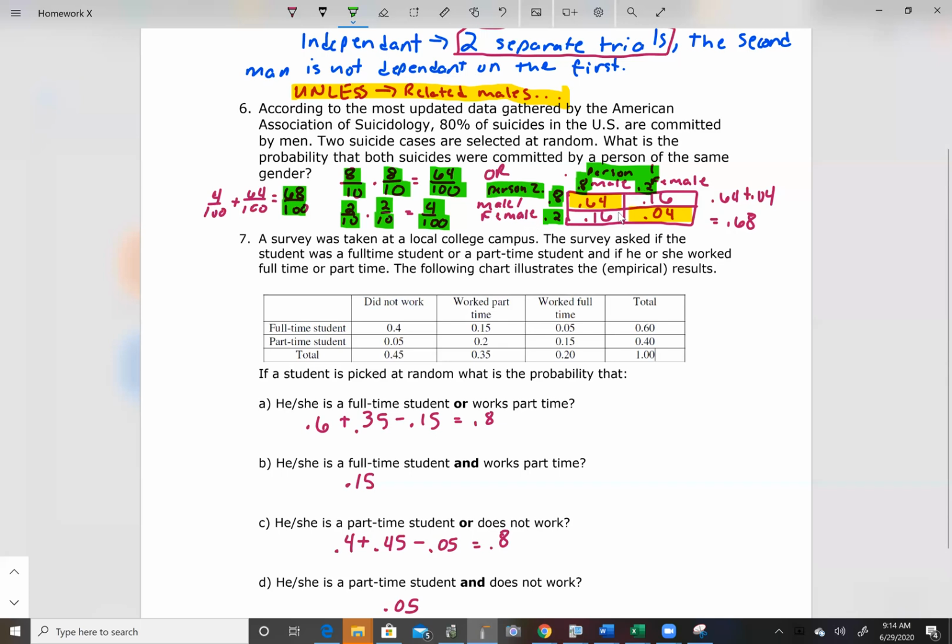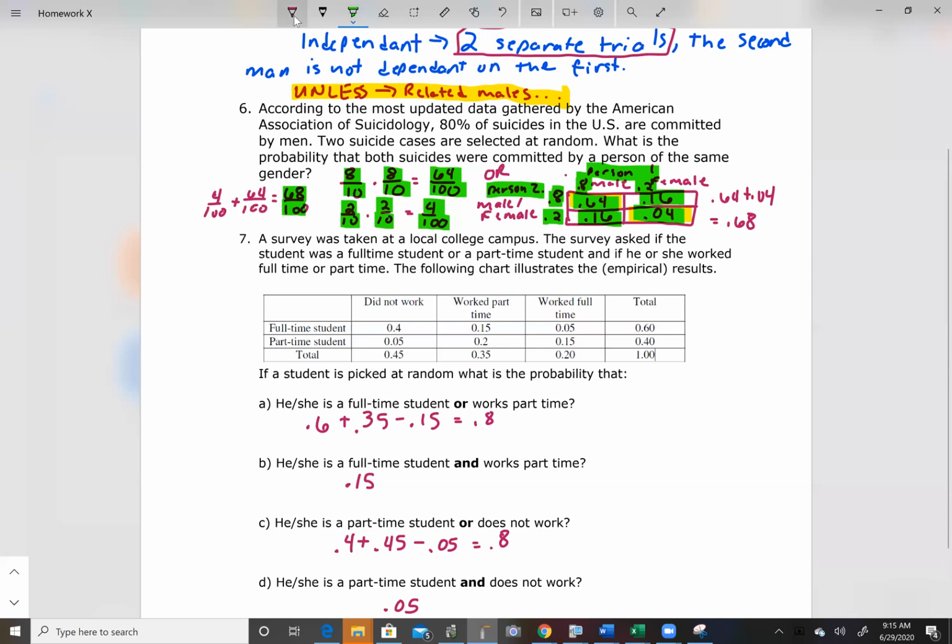Then you fill out your area model. If they're both male, it's going to be 0.8 times 0.8, which is 0.64, a 64% chance. To have person 1 be male and person 2 be female would be 0.16. To have person 1 be female and person 2 be male would be 0.16 here. And then to have them both be female would be 0.2 times 0.2, which is 0.04.